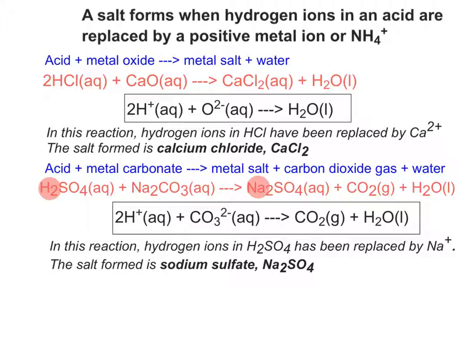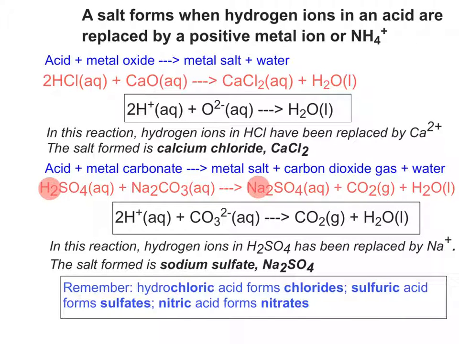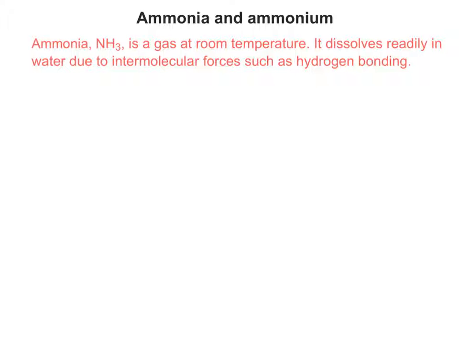And in the second reaction, it's worth also remembering from GCSE which acids form which salts. Hydrochloric acid will always form chlorides, sulfuric acid will always form sulfates, and nitric acid will always form nitrates. So let's take a moment to look at ammonia. This is a gas at room temperature which dissolves readily in water due to intermolecular forces such as hydrogen bonding.